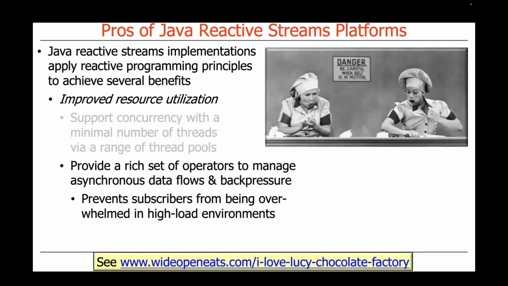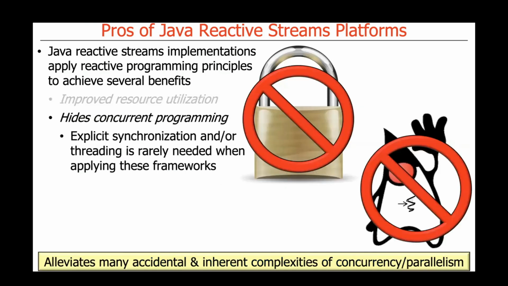Something else it does is provide a nice, rich set of operators to manage asynchronous data flows and back pressure, which prevents subscribers from being overwhelmed in high-load environments. If you ever see the Lucille Ball video of the chocolate factory from I Love Lucy, you'll get a kick out of it, because this is basically the issue. The chocolate's coming by too quickly for the people to put into the cartons, and so they start stuffing it in their mouths and all kinds of other funny things. So this is also about better resource utilization by being able to apply back pressure, and that's something you get with reactive streams.